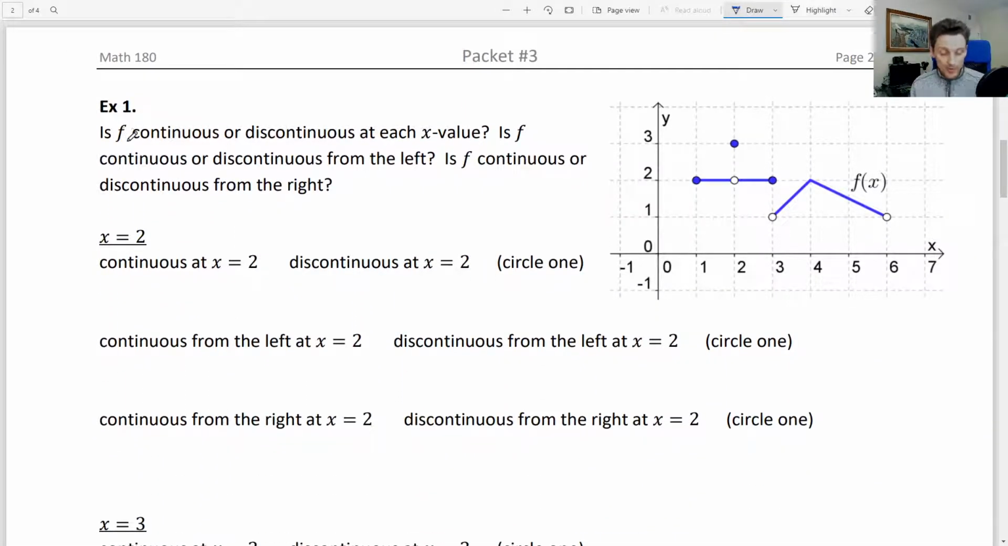In example 1, we're going to just get a feel for continuity. Is a function continuous or discontinuous at any given x value? And here we're going to be given a graph. In a moment we'll look at continuity given a formula, like algebraically, but here we'll do it visually first. So we're going to answer all these questions. For example 1, is f continuous or discontinuous at each x value? And we'll have x equals 2 we'll look at, x equals 3, and another x value, x equals 4.